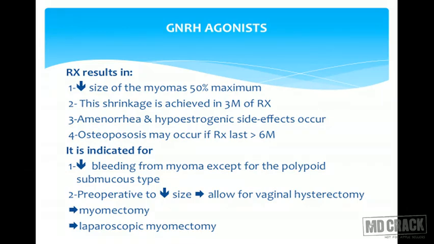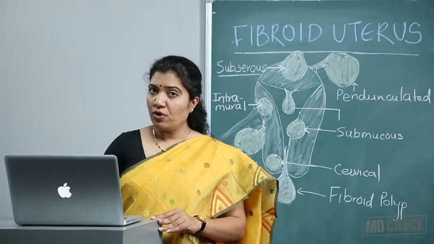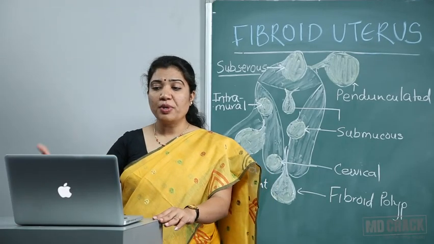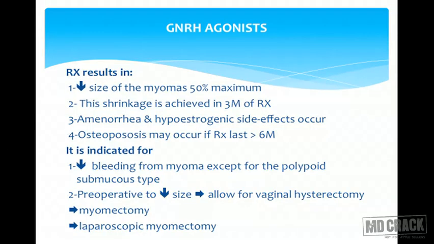Amenorrhea and hypoestrogenic side effects occur. We all know there would be amenorrhea, there would be hypoestrogenic side effects. Even it may lead to osteoporosis. So GnRH agonists are indicated only when we want to stop or decrease the bleeding from myoma, preoperatively to decrease the size so that the myomectomy can be easier, or by decreasing the size if there is associated prolapse, or we can do non-descent vaginal hysterectomy, we can avoid the scar.